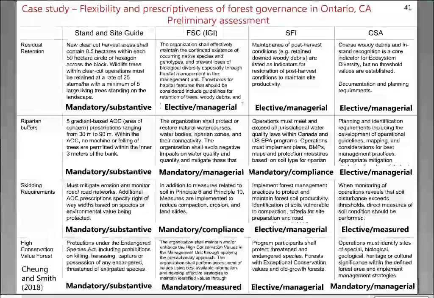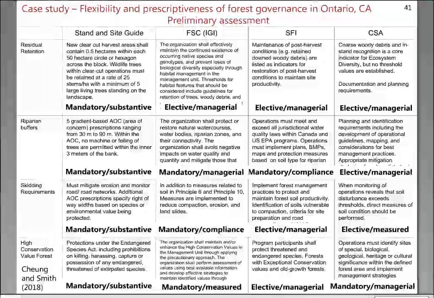FSC tends to have less substantive requirements, but requires compliance with best management practices, or that something is being measured, or it can be that some goals are set and then management decides itself how they will achieve these goals. Here maybe the category should be corrected. There seem to be some thresholds here for habitat features, for example. So again, this is just a preliminary assessment that might change when the details have been checked.